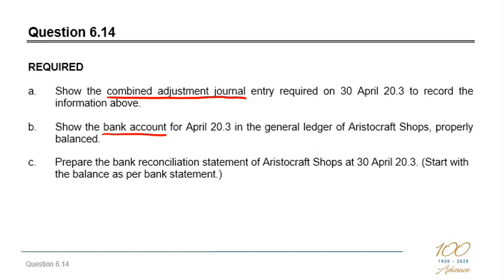So the A and the B part of this required is from the point of view of the entity. In the C part, they ask us to prepare the bank reconciliation statement of Aristocraft shops at the 30th of April 20.3. So this is from the bank's perspective. So A and B from the entity, and then we have a different perspective here. This is from the bank's perspective. That's why they tell us to start with the balance as per bank statement. Let's have a look at the format of these three required items.